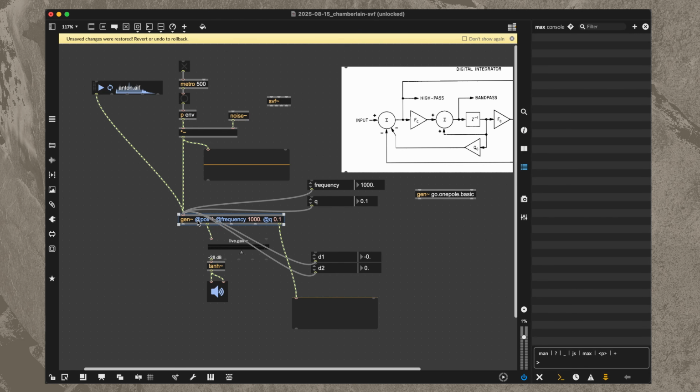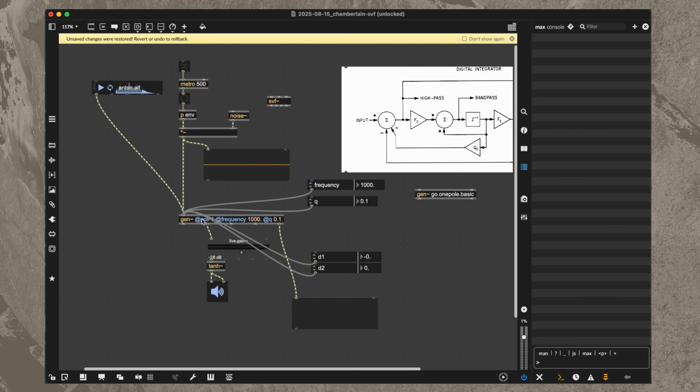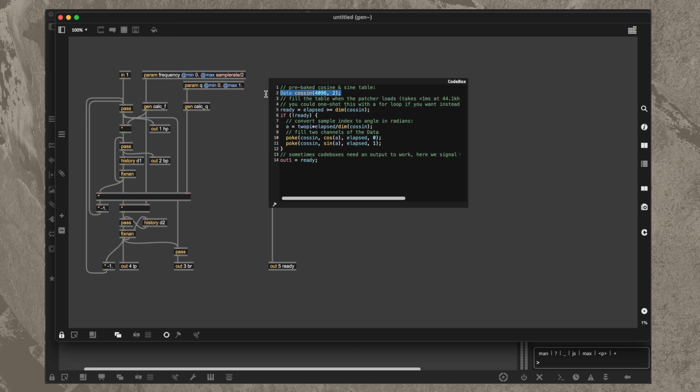The other thing is that maybe this didn't actually reinitialize in the way that I thought. So I'm going to copy this, and then I'm going to paste replace. There we go. Right. So you see that. So now this data cos-sine has cosine in the first channel and sine in the second channel. In this case, we only need the sine. So we only need the second channel.